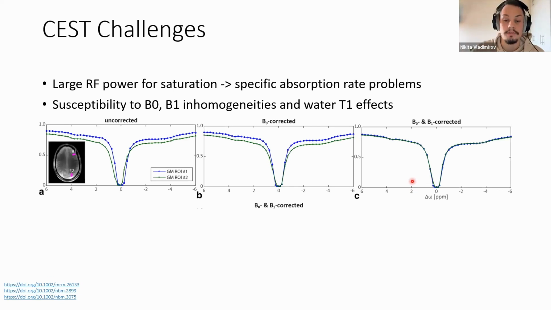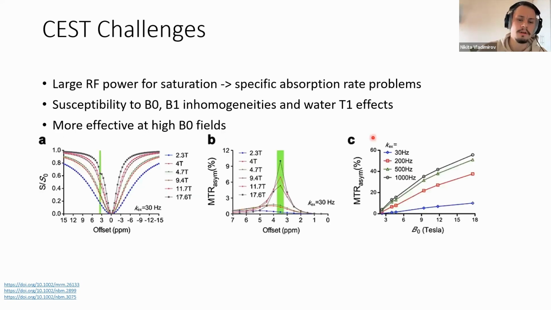and water T1 effects. Here we can see an example of two Z spectra taken from gray matter. We expect they will have minimal differences, but with just uncorrected data, they are absolutely different. There is some bias in the water at zero, and correction of B0 makes them more similar, and B0 plus B1 makes them almost identical. So it's a very important point to consider.